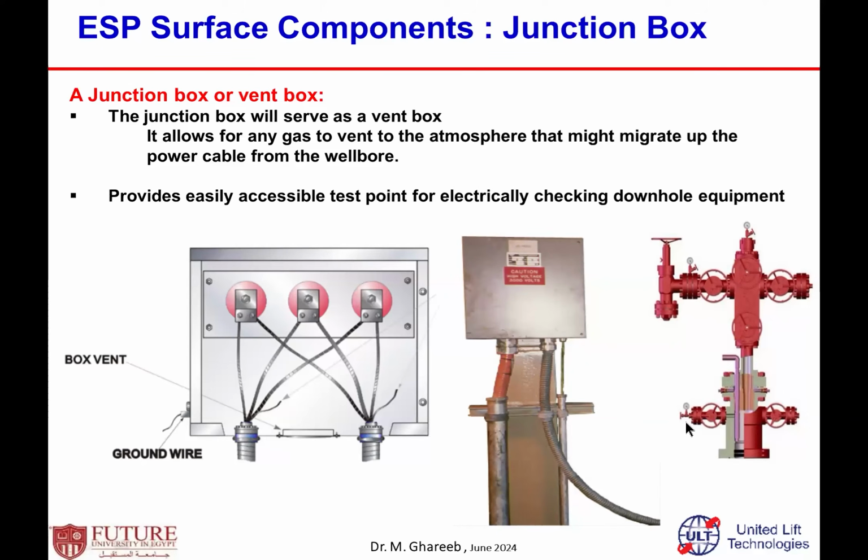Why? First of all, the cable going to the well goes in the annulus, and in the annulus there is some gas. The gas can have a tendency sometimes to pass through the cable, because you're not sure that it is sealed. Then the junction box serves as a vent box. If there is gas passing through the cable coming from the well, this junction box vents the gas to the atmosphere.